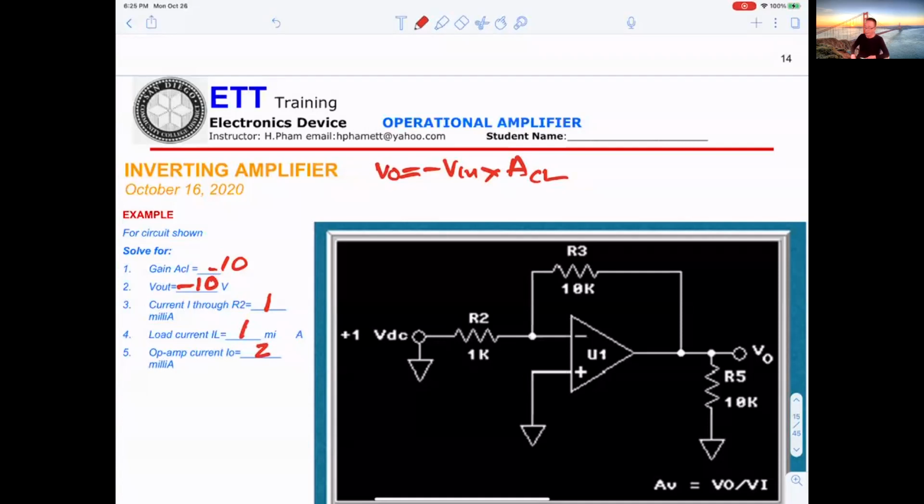That is normally what they will be asking you. They don't care how current flows, whatever. They just want you to get through to the answer. Any question?